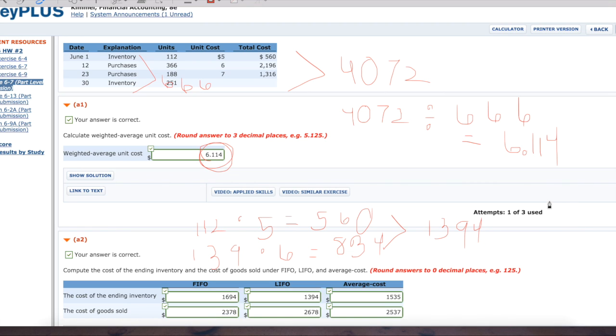And then to get the cost of goods sold, we're again going to subtract 4,072 minus 1,394. And that gives us 2,678. So there are our answers.